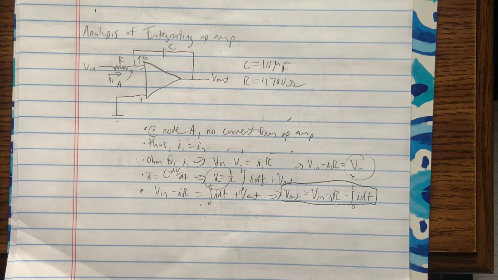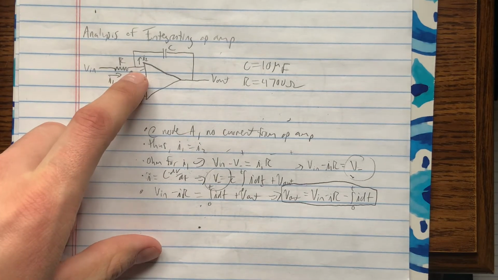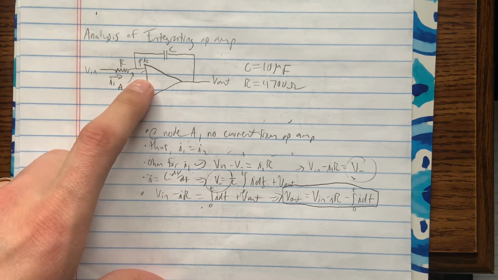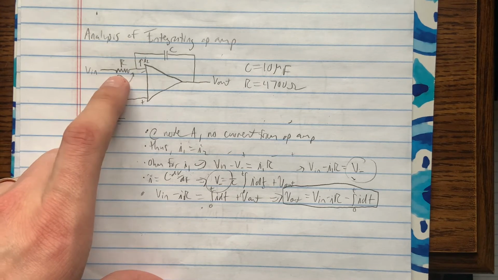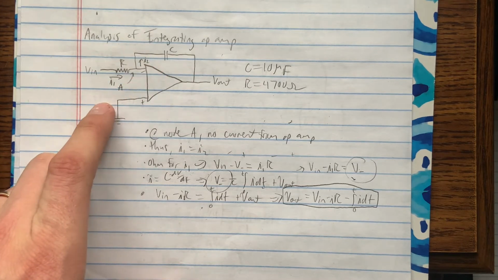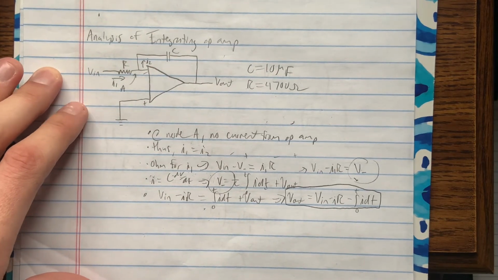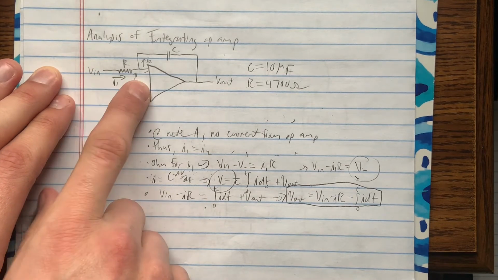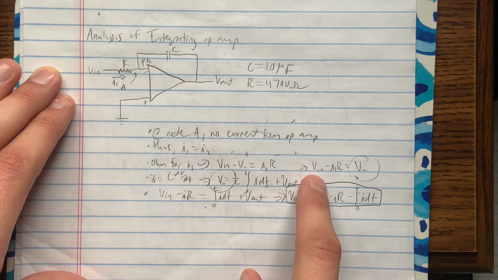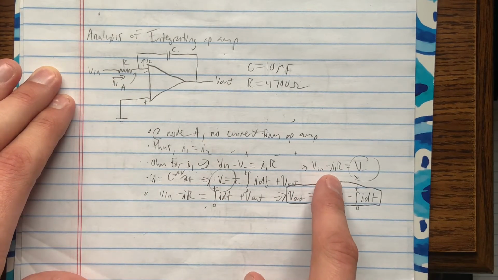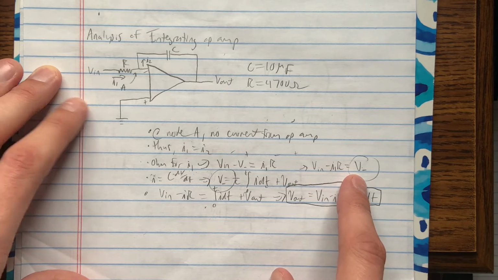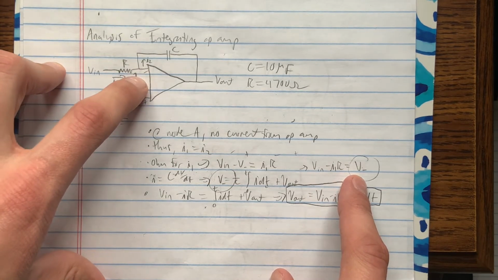This is my analysis of the integrating op amp. It's like the other analysis in that we're looking at this node here where there's no current going into the op amp, and so this current here is equal to that current there. I in is equal to I out. Using Ohm's law with the resistor, we get that V in minus I sub 1 R is equal to V negative. So we're just solving for the voltage right there.